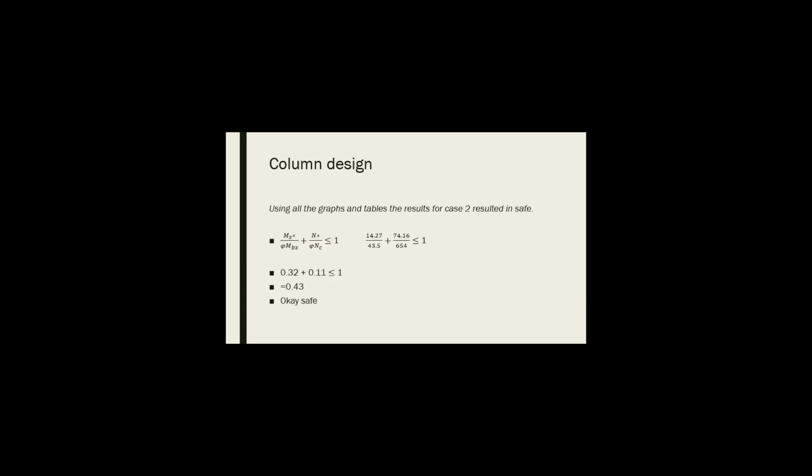Universal columns are to be the chosen suitable cross-section by using the capacity tables. Column design. Using all the graphs and tables, the results for case 2 resulted in safe, with the following equations and results showing it to be safe.